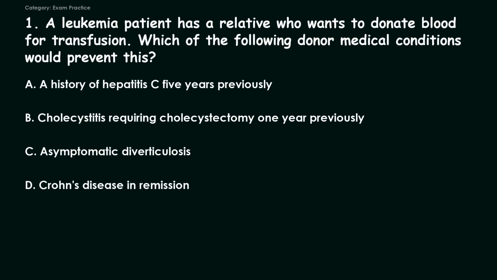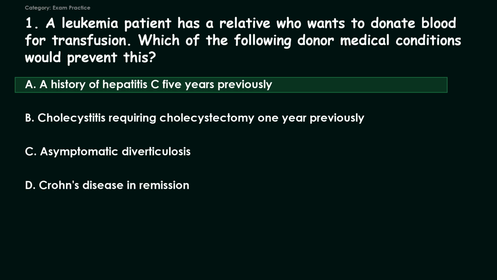Question 1. A leukemia patient has a relative who wants to donate blood for transfusion. Which of the following donor medical conditions would prevent this? Option A. A history of hepatitis C 5 years previously. Option B. Cholecystitis requiring cholecystectomy 1 year previously. Option C. Asymptomatic diverticulosis. Option D. Crohn's disease in remission. The correct answer is option A.